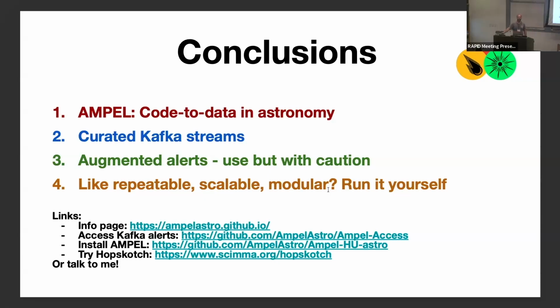Right, other questions for Jacob? So from the curated Kafka streams, does this mean I can't define my own stream? A number of science cases would want that. Maybe I care more about sky localization and maybe I want to go down to a lower limit for my alerts, maybe a lower signal to noise or something like that.